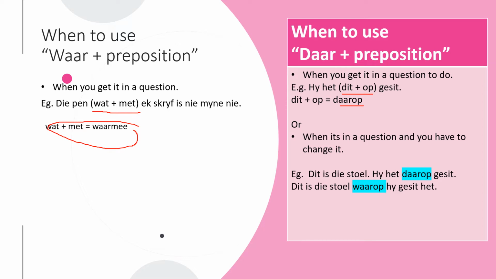There's also a case where they can give you two sentences, as here on the right hand side at the bottom. And in the sentence it says daar op. However, when we are writing the answer, the daar op or the daar and the preposition will always change to a waar and the preposition.